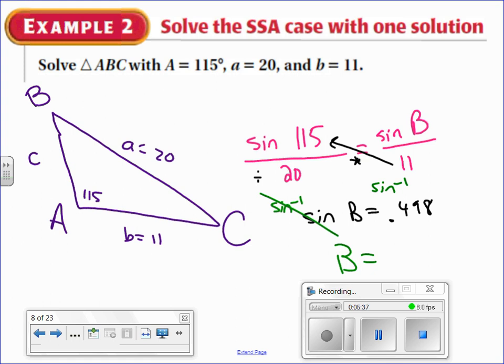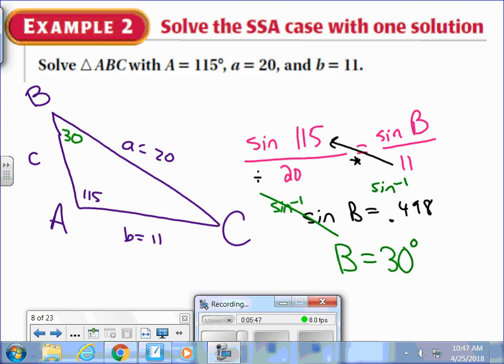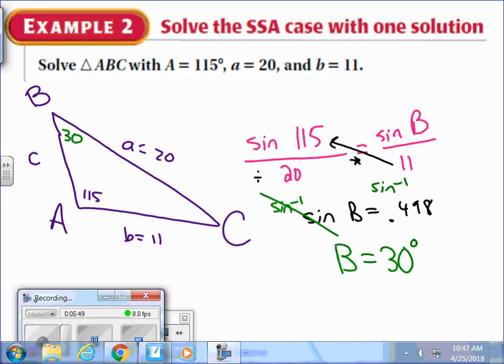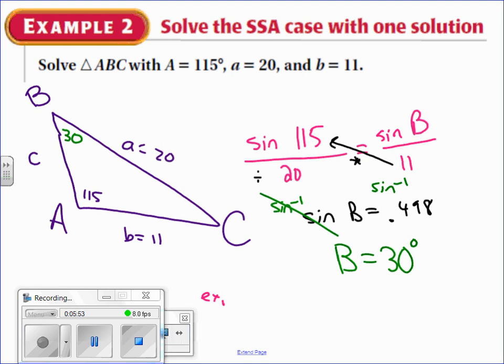29.89. So since that's degrees, I'll just round it to 30 degrees. And that is angle B. Now we have to do something we've never done before that kind of stems from the supplements rule. We have to explore the possibility of the supplement of B also being a solution.